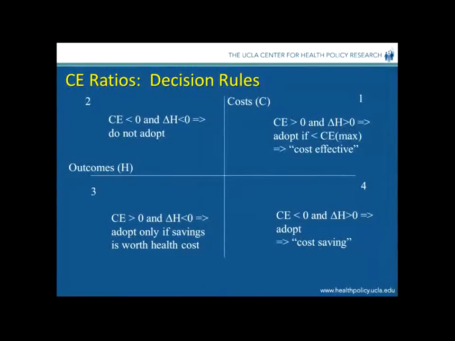So this quadrant really only makes sense when you're forced to make tough decisions. You've got to give up something. Where do I get the most savings and have the least adverse outcome?